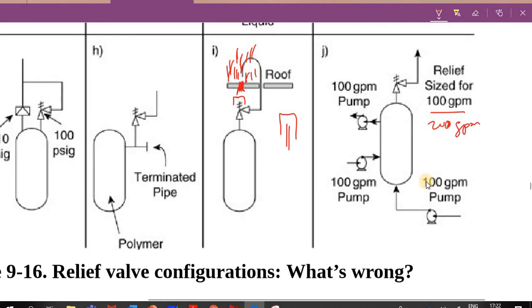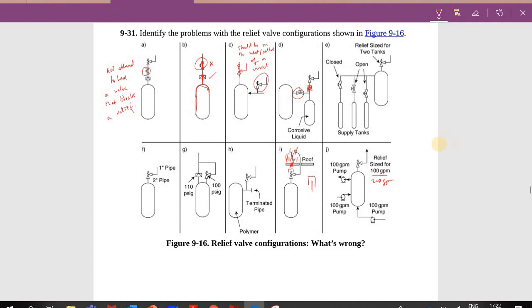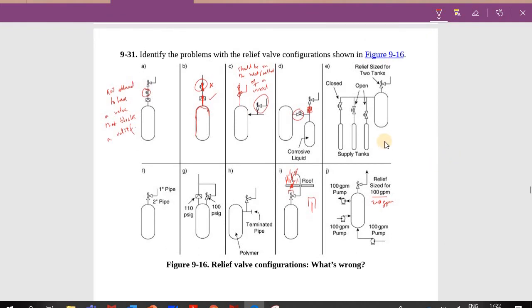Okay, so these are the wrong things in this, and it's all about sizing. And actually, that is the end of our problems in chapter number 9. I hope that you gained a lot. And what is left in our next video? We're going to cover the hazard study, the risk assessment, with the what if checklists, and other types of checklists.